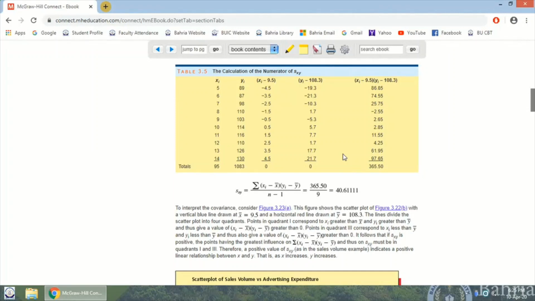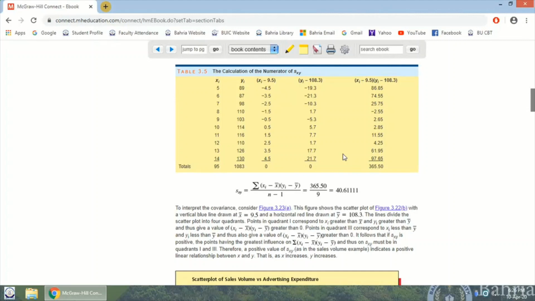9.14. Okay, let me just see if 9.14. Let me just do this again. 4.5 into 4.5 plus 3.5 into 3.5 plus 2.5 into 2.5 plus 1.5 into 1.5 plus 0.5 into 0.5 plus 0.5 into 0.5 plus 1.5 into 1.5 plus 2.5 into 2.5 plus 3.5 into 3.5 plus 4.5 into 4.5 is 82.5 by 9.